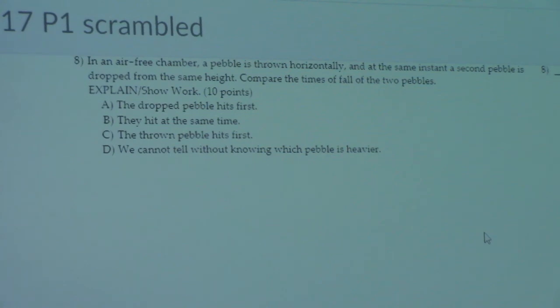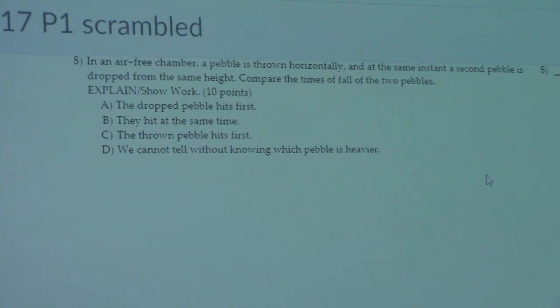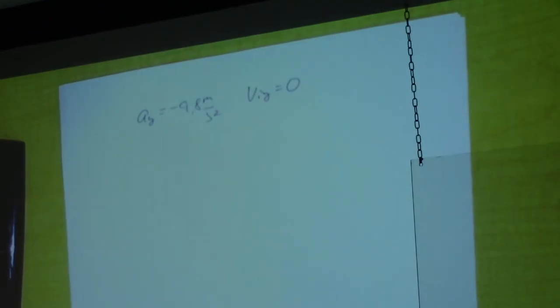So we want to know, compare the time of fall for the two pebbles. So you know from being in class that they hit at the same time. Why is that? So I guess knowing it, you get some points for that, but you have to really show why that is true. So what is the same for both of these? Well, the acceleration in the y is the same. The initial velocity in the y is actually the same. One you drop straight down, one you shoot horizontally.